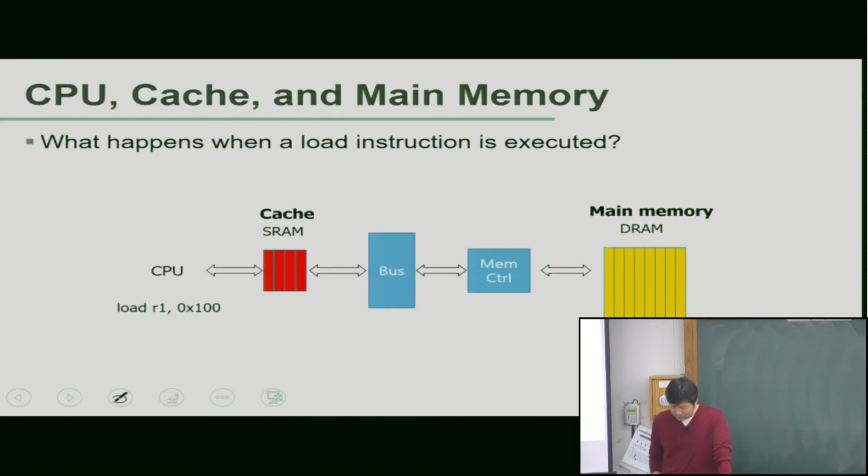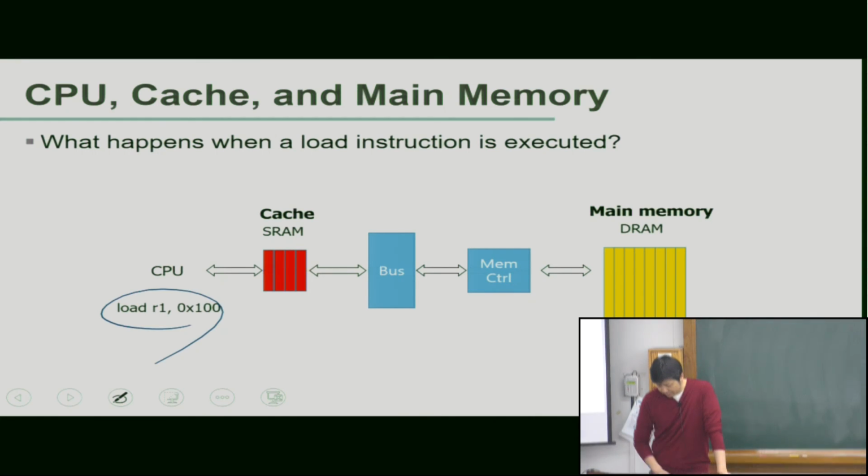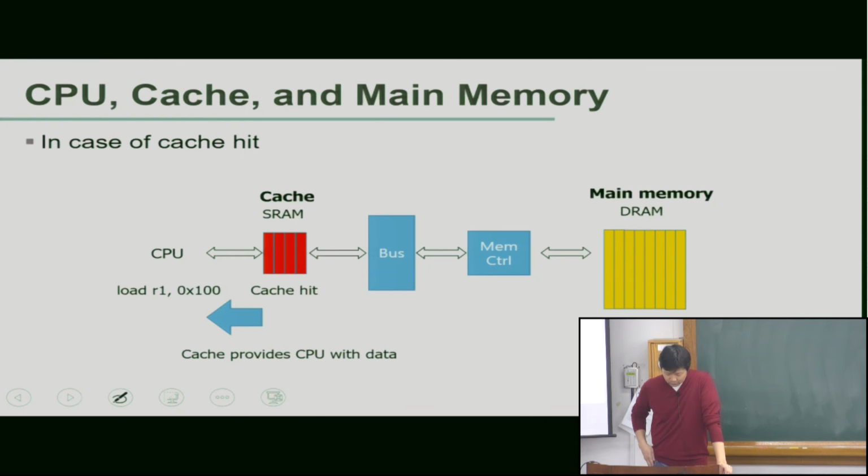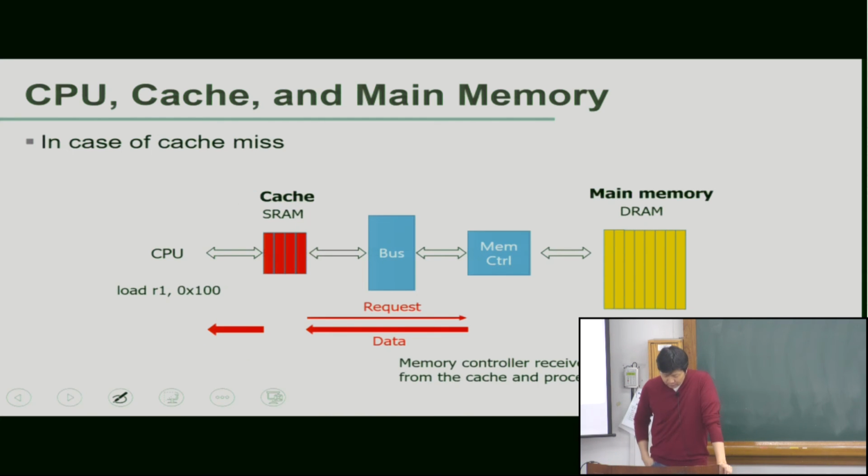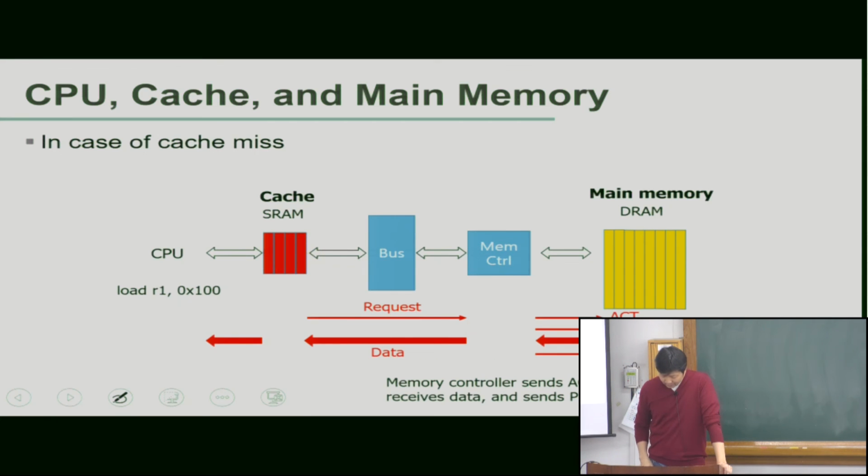So what happens when a load instruction is executed? This is a simple review of computer architecture. Let's say you execute a load instruction here in the CPU. Then in the cache hit case, the data will be provided by the cache. It's very, very fast, right? But if you actually have a cache miss, then this request will be sent to the memory controller. It takes some time to send the request from the cache to the memory controller. And this memory controller translates this memory request into multiple commands, like DRAM commands, right?